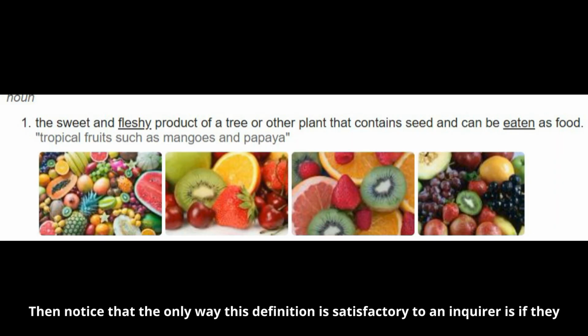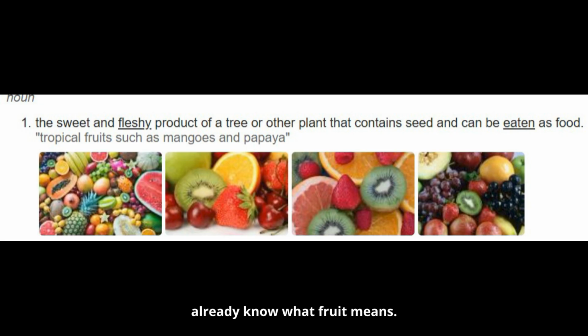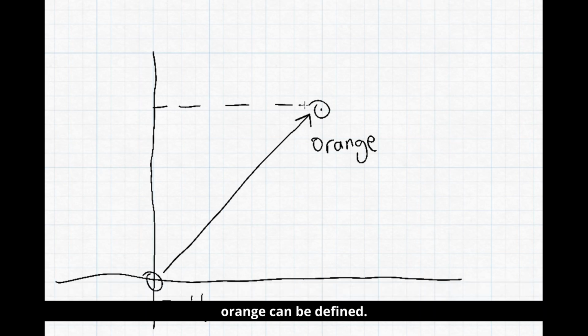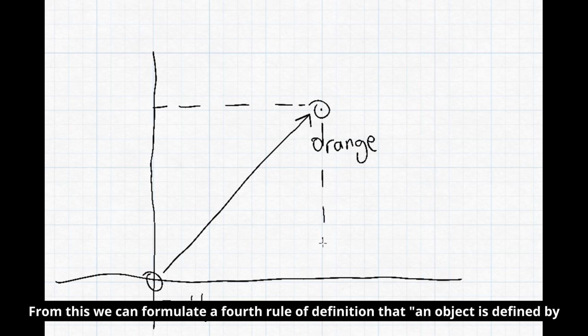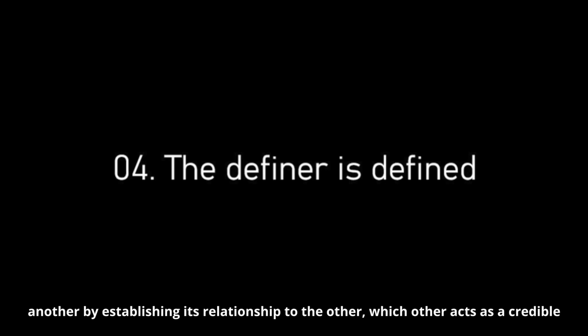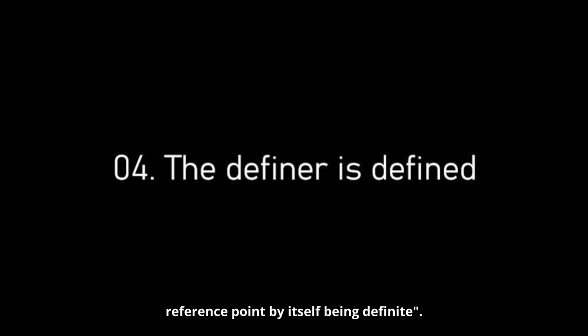Then, notice that the only way this definition is satisfactory to an inquirer is if they already know what fruit means. Fruit has to be clearly defined in the inquirer's mind to act as a reference point against which orange can be defined. From this, we can formulate a fourth rule of definition, that an object is defined by another by establishing its relationship to the other, which other acts as a credible reference point by itself being definite.